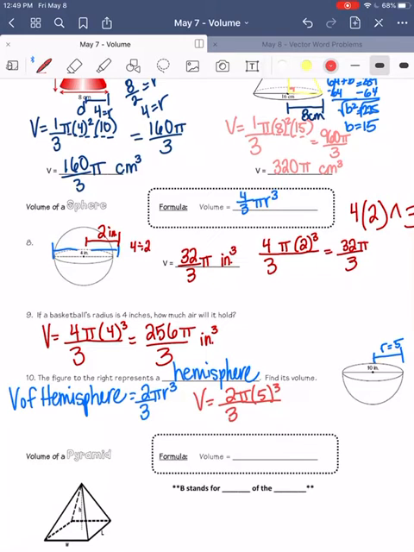So we're going to type in 2 times 5 cubed, which is 250 pi, and then we're going to see if that's divisible by 3. It is not, so we're going to leave it just like that. Okay, so 5 cubed and then times it by 2 is 250, and then divide by 3.